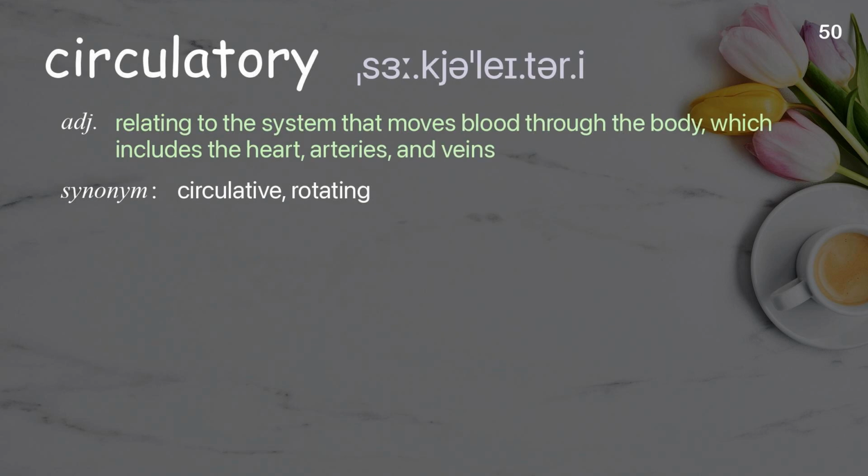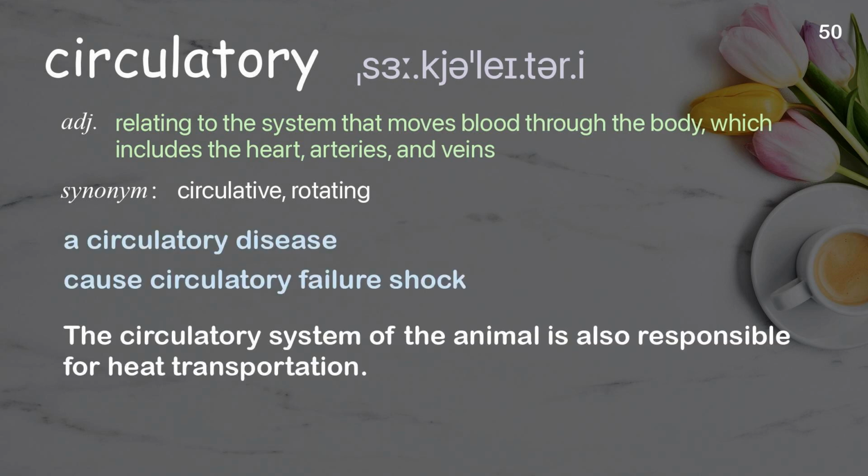Circulatory. Relating to the system that moves blood through the body, which includes the heart, arteries, and veins. Examples: a circulatory disease. Cause circulatory failure shock. The circulatory system of the animal is also responsible for heat transportation.